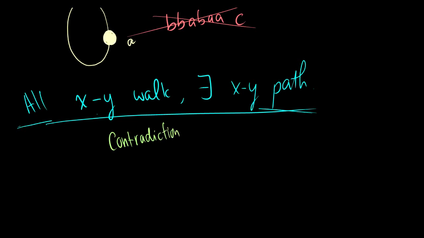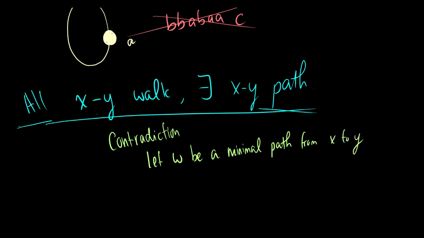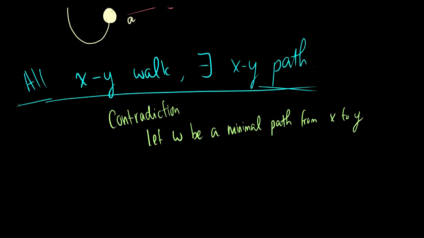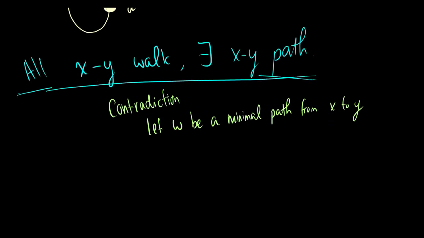So you're going to have a proof by contradiction, and you're going to say let W be a minimal path from X to Y. Actually, let's just call this a minimal walk from X to Y. So you have a W, it's going to be a minimal walk from X to Y, and this means that this is the shortest walk from X to Y.